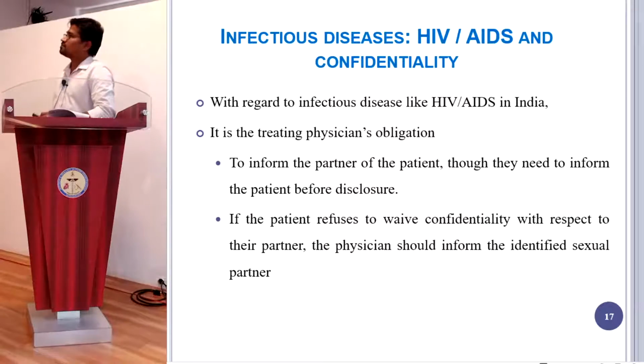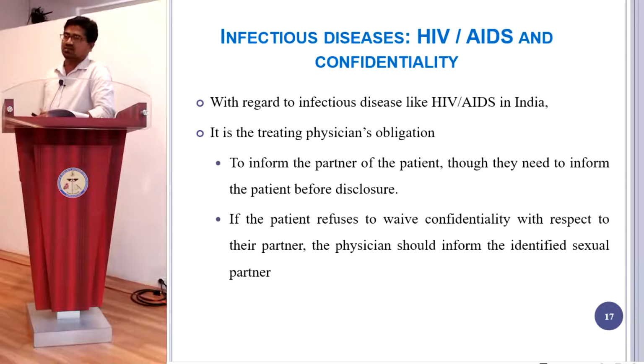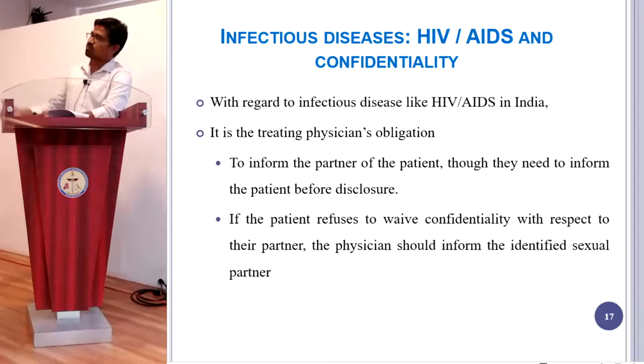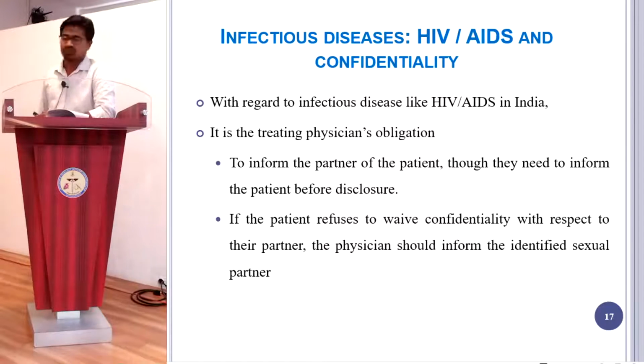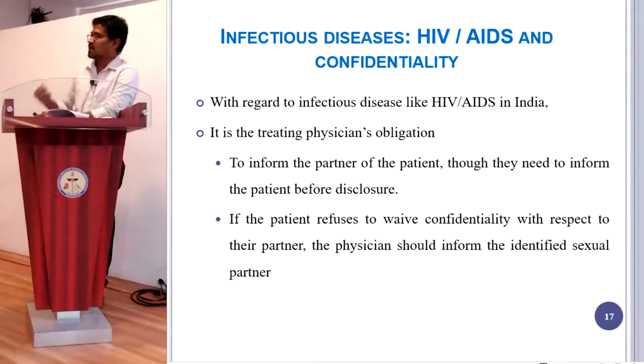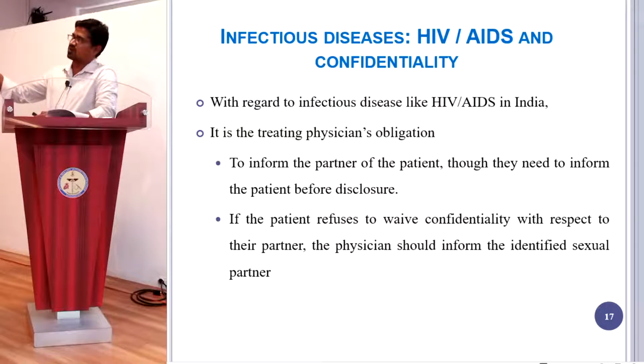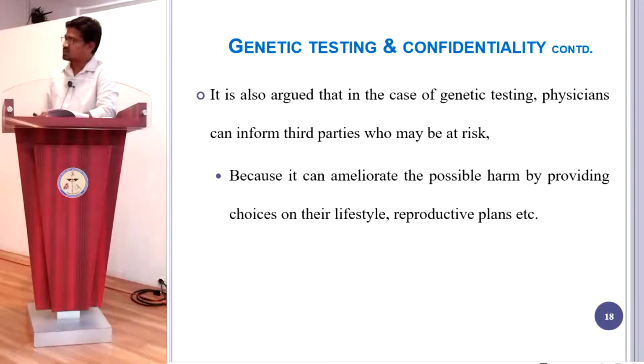So you can just see one example, the infectious disease and the confidentiality. With regard to infectious disease like HIV/AIDS in India, it is a treating physician's obligation to inform the partner of a patient, though they need to inform the patient before disclosure. So before disclosing to the partner, they have to take the consent from the patient. If the patient refuses to waive confidentiality with respect to their partner, the physician should inform the identifiable sexual partner. Okay, so this is a confidentiality where we are maintaining the confidentiality in case of infectious diseases.